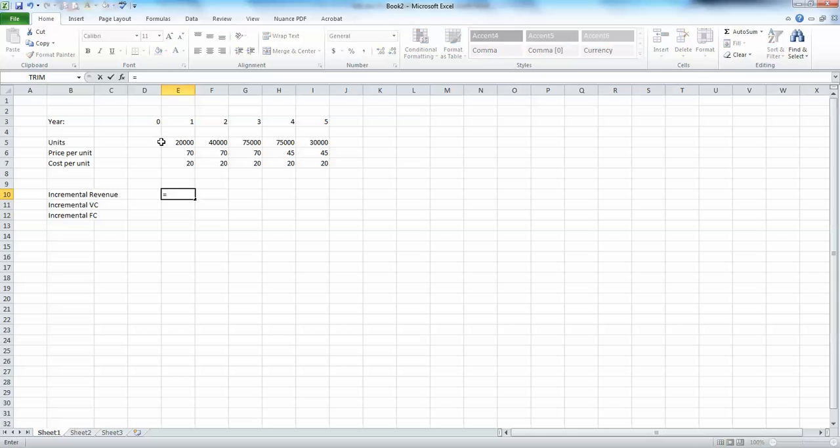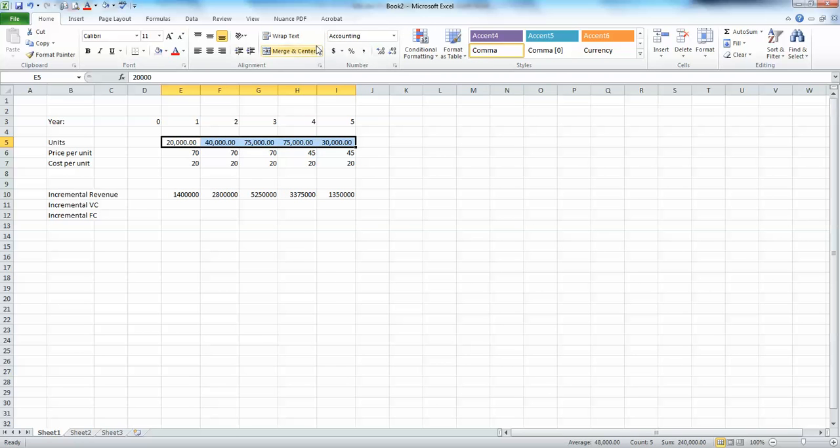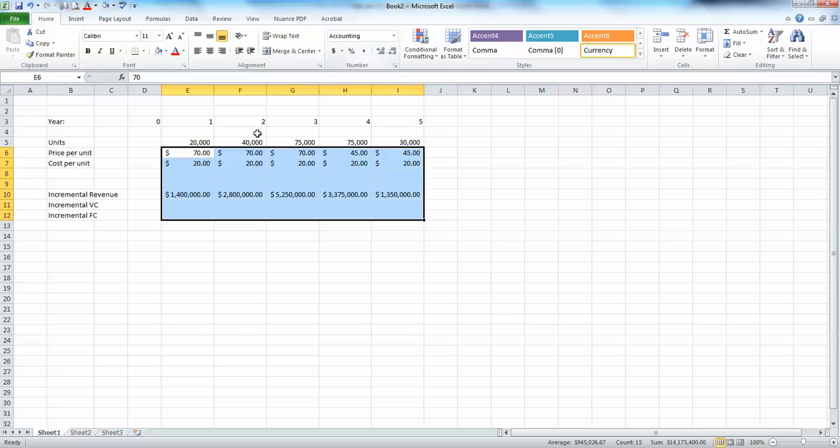Our revenue is going to be our units times the price per unit. So no different. And we can format all these cells. So let's do that. And I want dollars on here.